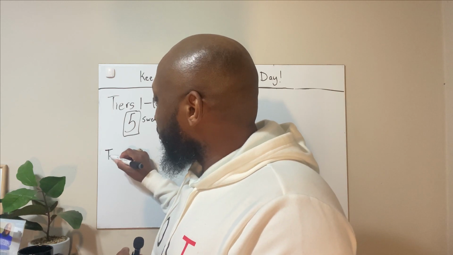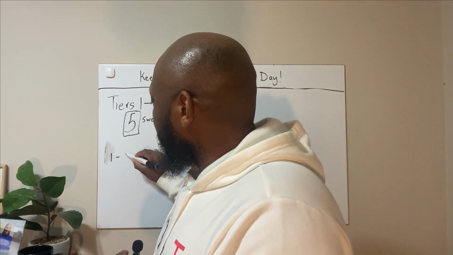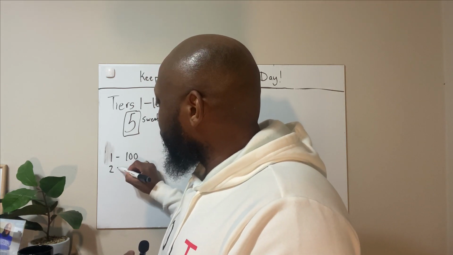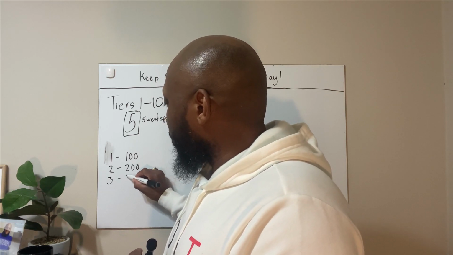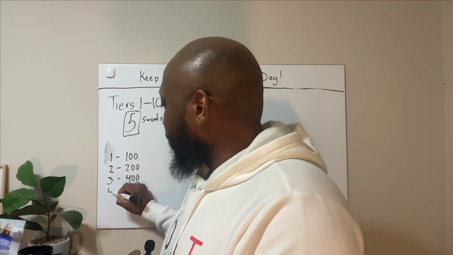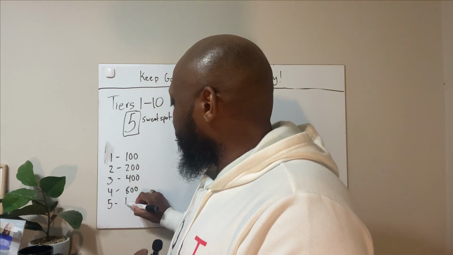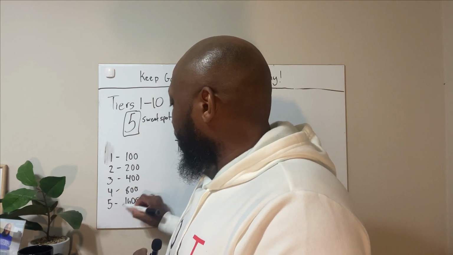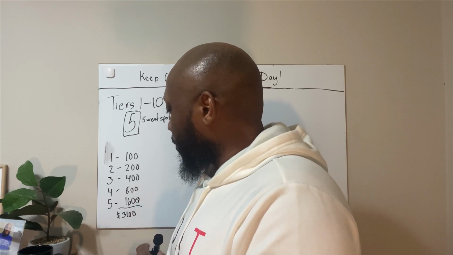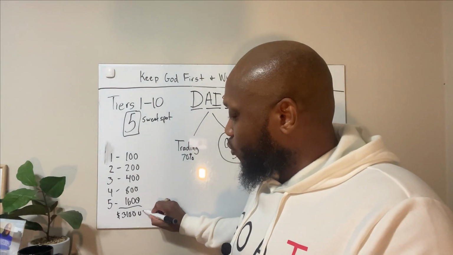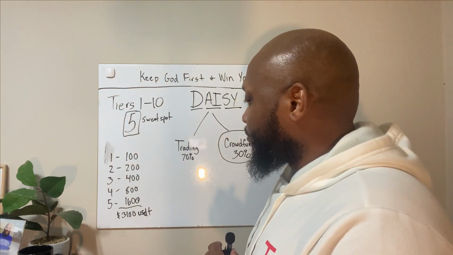Sorry, we're going to start here. You've got tier 1, which is $100, tier 2, which is $200, tier 3, $400, tier 4, $800, tier 5, $1,600. Cumulatively, that's $3,100, or 3,100 USDT. That gets you to tier 5.